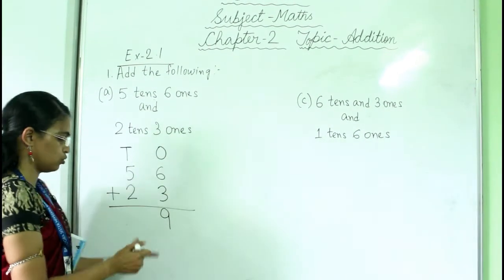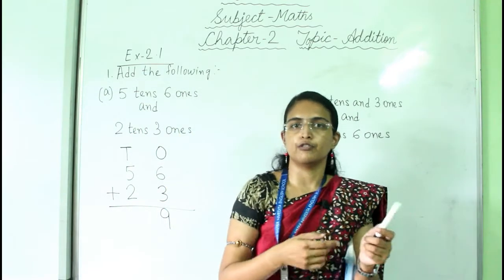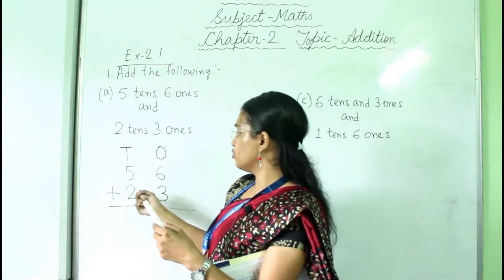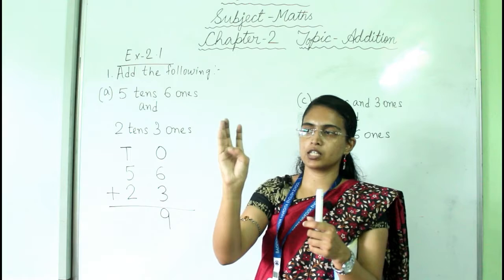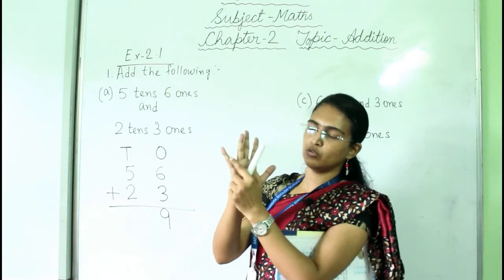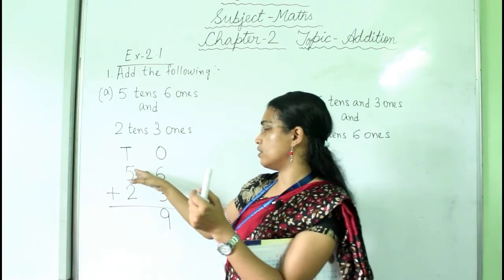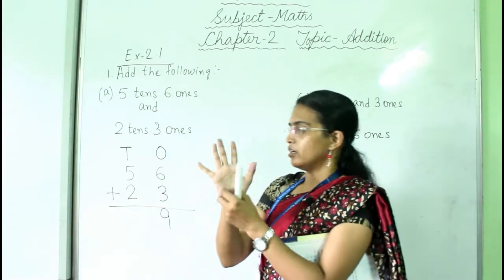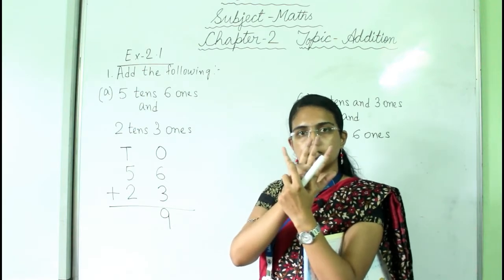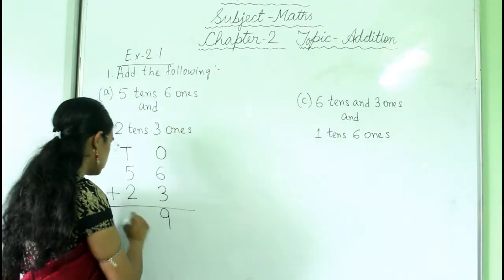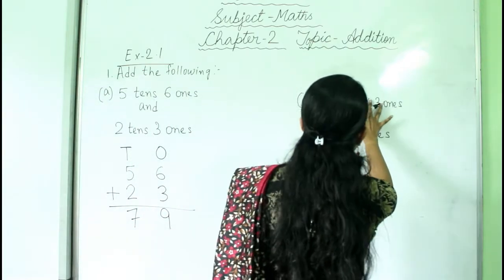Then 5 plus 2. You can also count in this way. From 5 you have to count 2. Okay. So after 5, 6, 7. That means 1, 2. This is number 2 line. So if you start counting from after 5, what will be the answer? After 5, 6, 7. So 7 is the answer. So 5 plus 2 equals 7. Okay. Now look here.